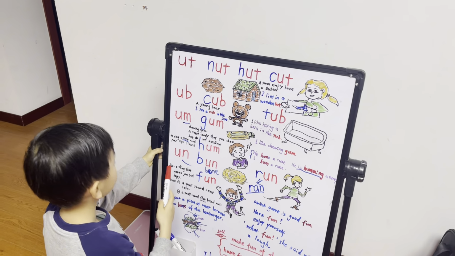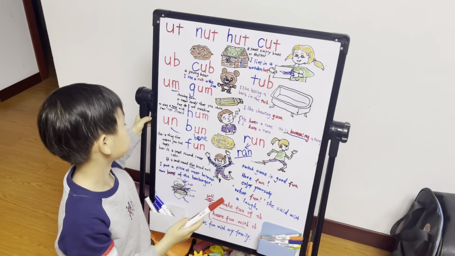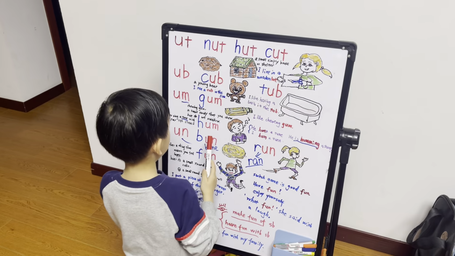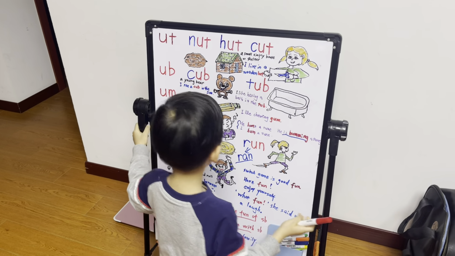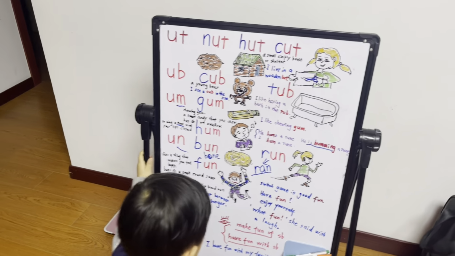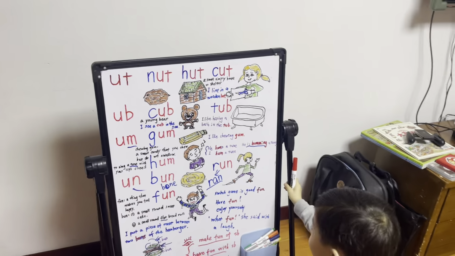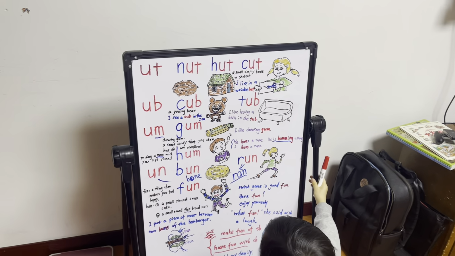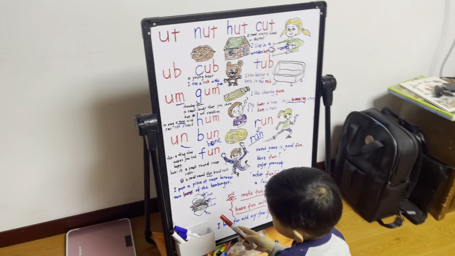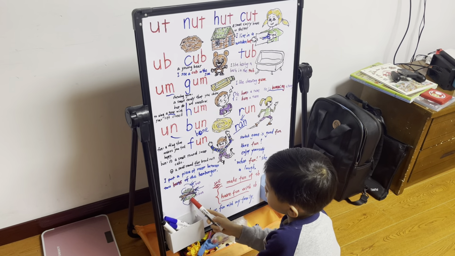One. U-N says? Un. Okay. B says? B-un. Bun. Okay, do you like eating buns? Yes. Can you see the buns on the hamburger? Yes. How many buns can you see in this picture? One, two. Two buns, okay.